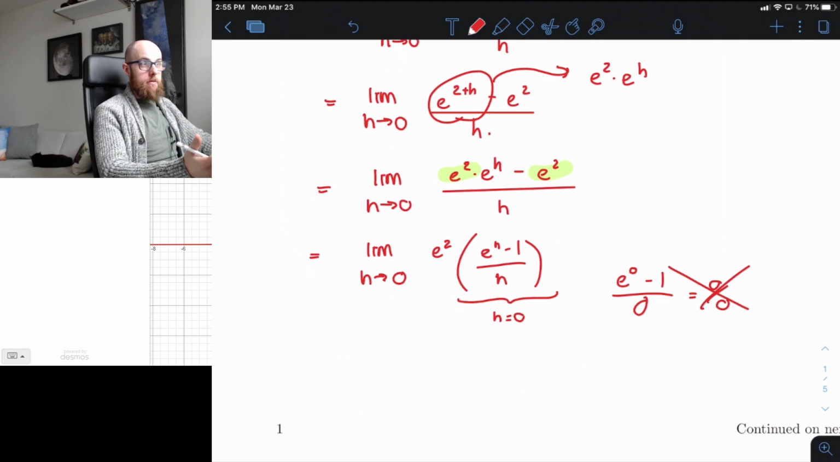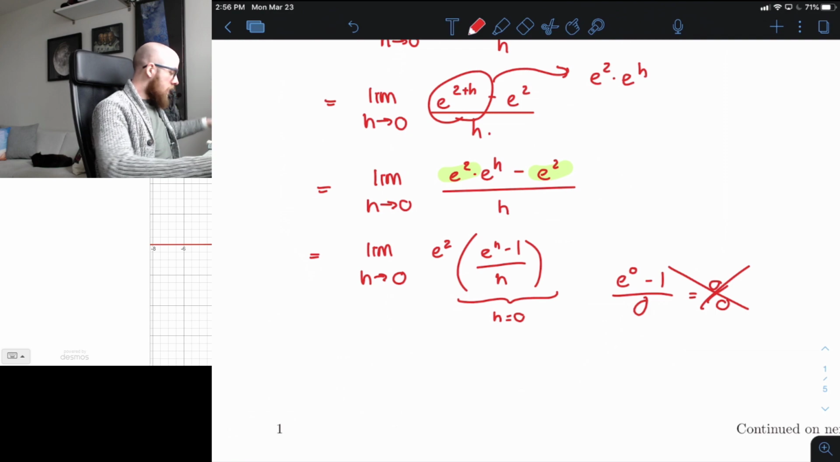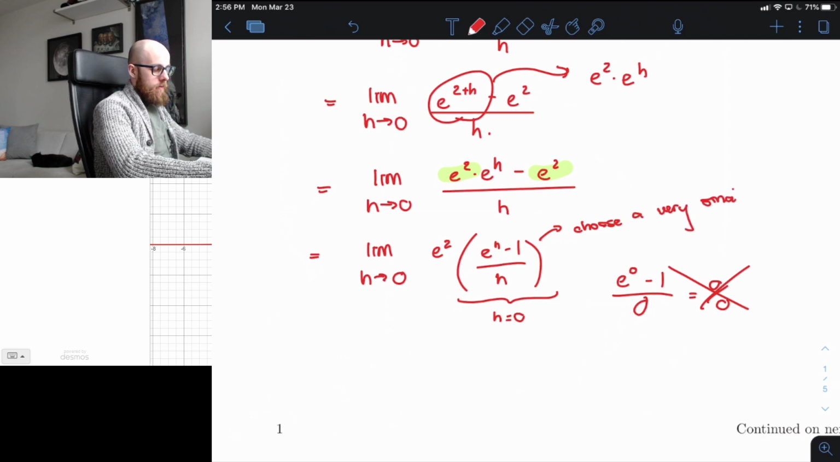Now, unfortunately, we don't really have any limit tricks for this particular example of function, okay? But what we could do is we could choose a very small value for h, a very small value for h.